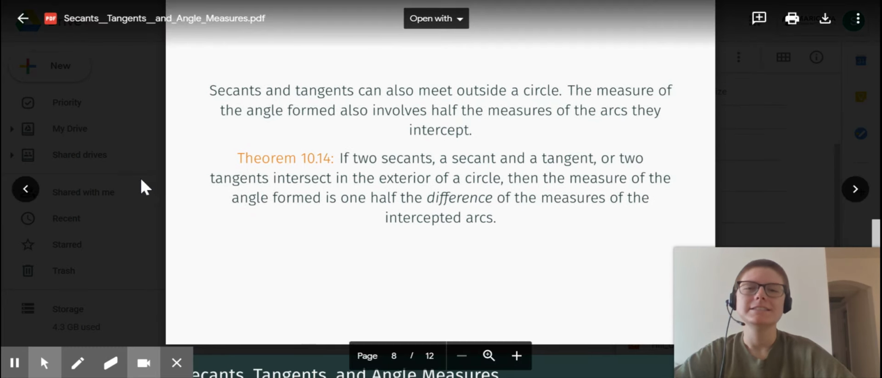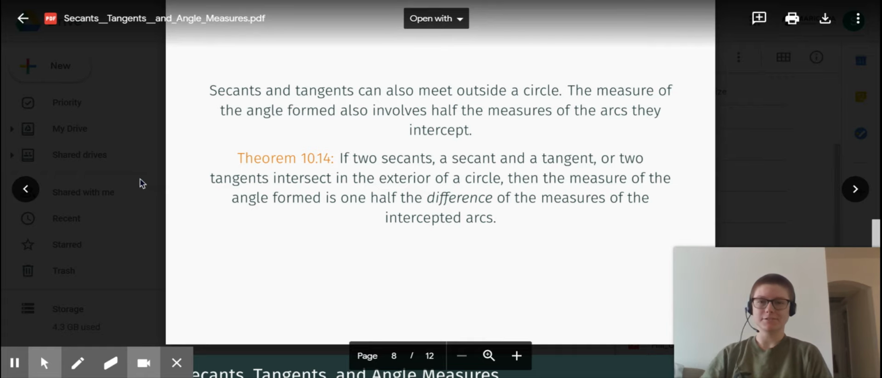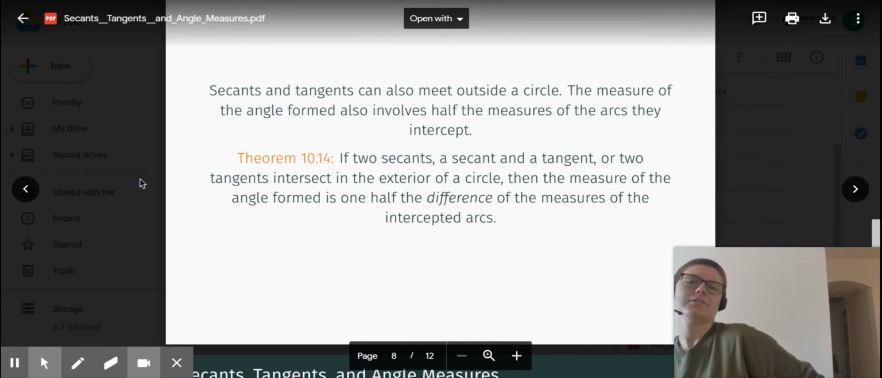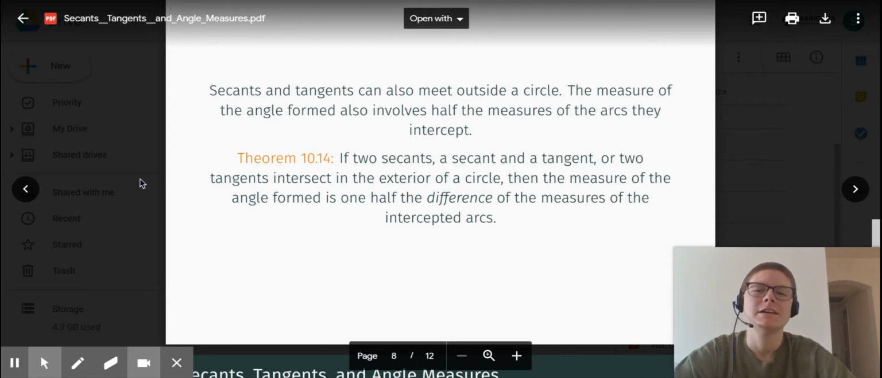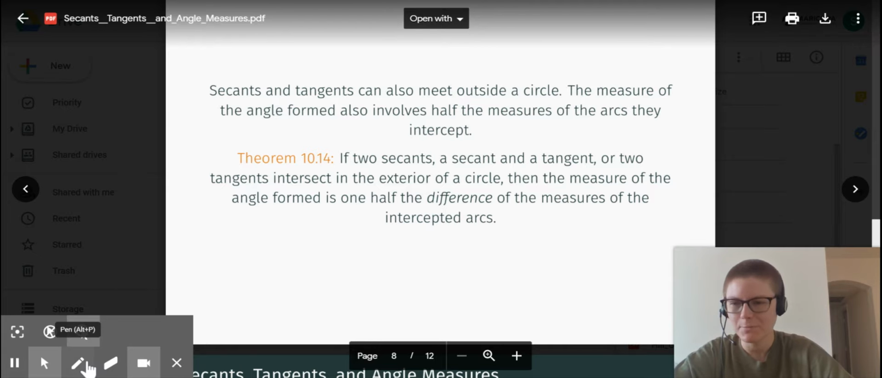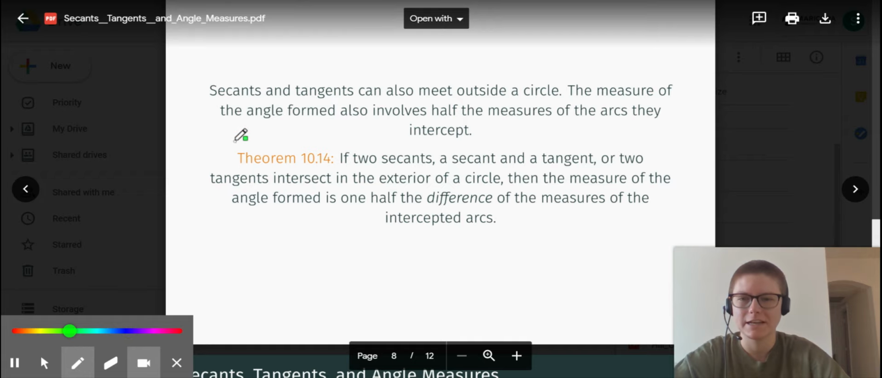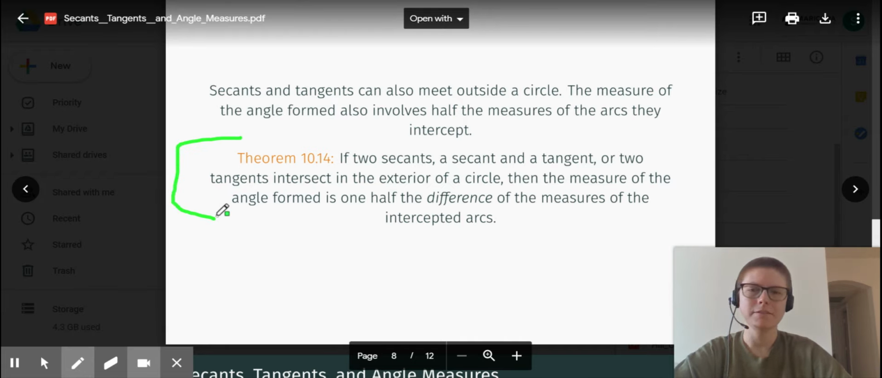All right. Secants and tangents can also meet outside a circle, and the measure of the angle formed also involves half the measures of the arcs they intercept. I don't know, that sentence doesn't actually make sense to me. I don't know why I wrote it. Anyway, we want to write down this theorem 10.14 now. If two secants, a secant and a tangent, or two tangents intersect in the exterior of a circle, then the measure of the angle formed is 1/2 the difference of the measures of the intercepted arcs.